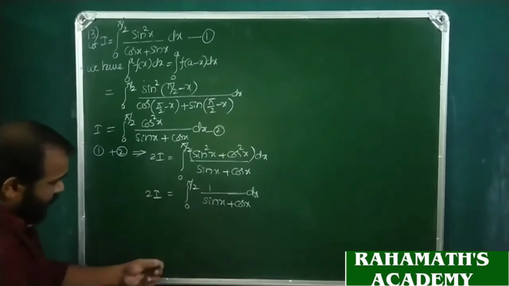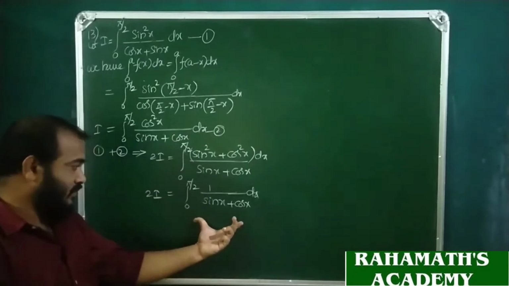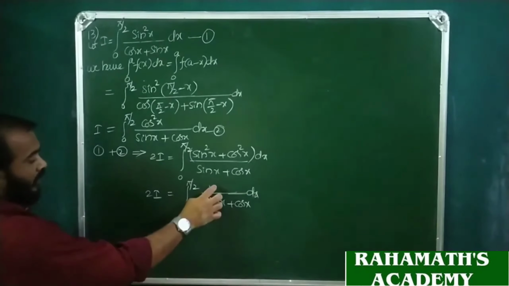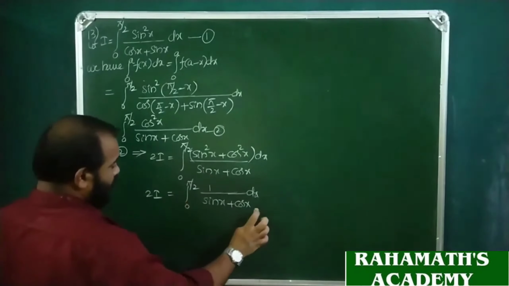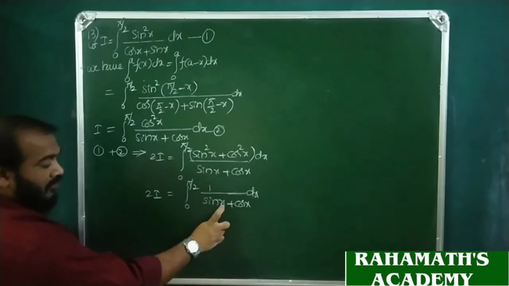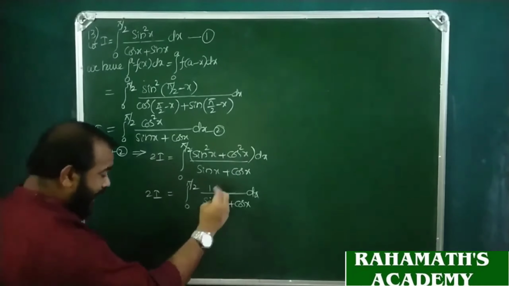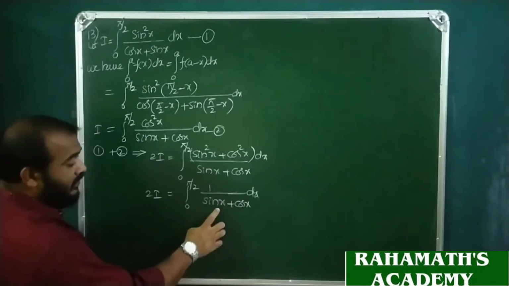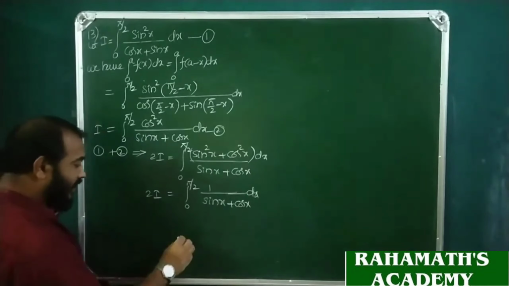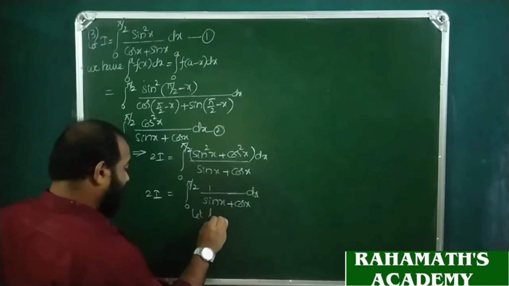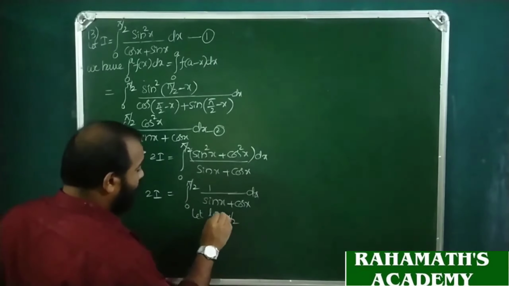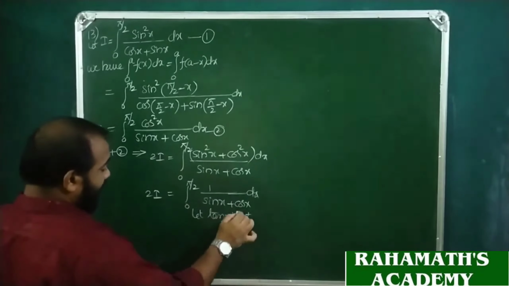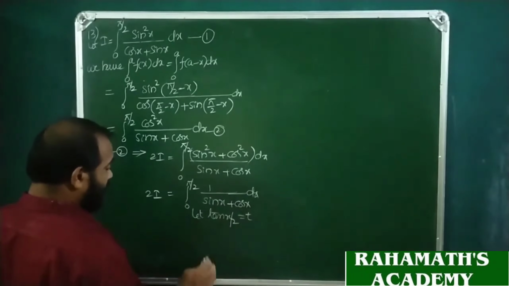This we know how to deal with from the indefinite integrals concept: the integral of 1 by a sin x plus b cos x plus c. If it is x, take tan x by 2 equals t. If it is sin 2x, cos 2x that is there, then tan x equals t. So we will let tan x by 2 equal t.